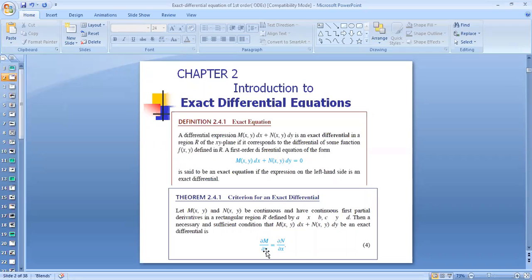Actually, del M del y equals del N del x. That means the partial derivative of M with respect to y and the partial derivative of N with respect to x will be equal. Then we can say that the differential equation, of the type M dx plus N dy, is exact. Now we'll study an example related to this.